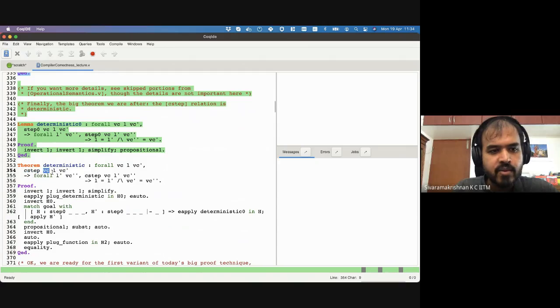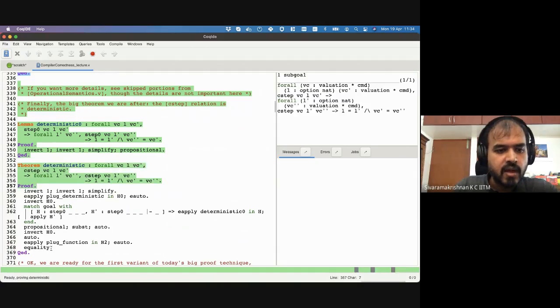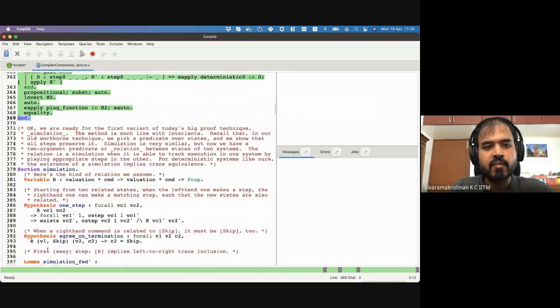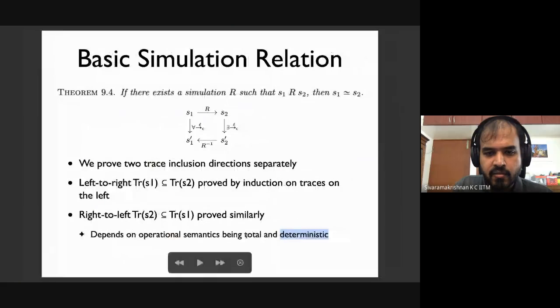If v, c can step to l, v prime, c prime, and v, c can also step to l prime, v double prime, c double prime, then l equals l prime and v prime, c prime equals v double prime, c double prime, right? So this is also true. You'll just keep that in the back of the mind. We'll come back to it later, right? Okay, so we use these two properties which we proved.